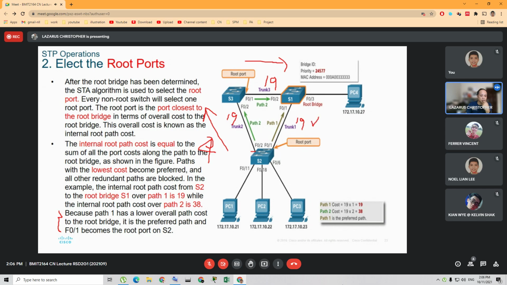But if this is both 4, gigabit this direction, gigabit this direction, that's 4 plus 4 is 8. 8 is lower than 19. Suddenly, the root port is no longer this. Now the shorter is this. This is gigabit, this is gigabit. Can you see that? Due to this table.